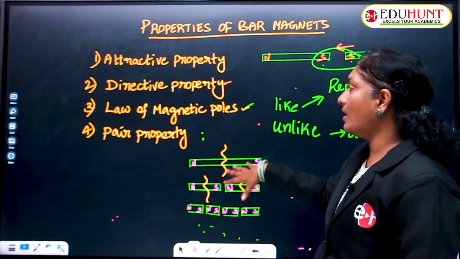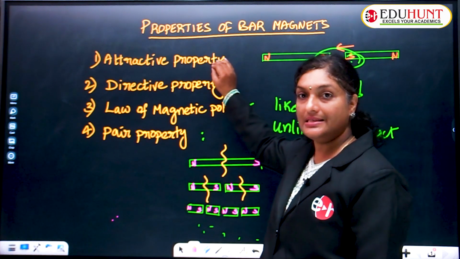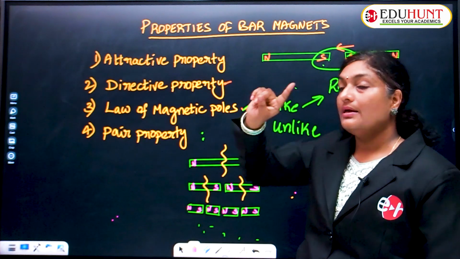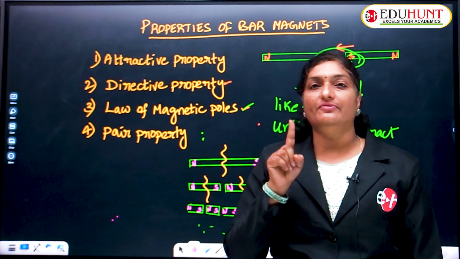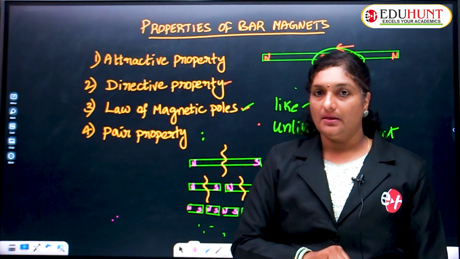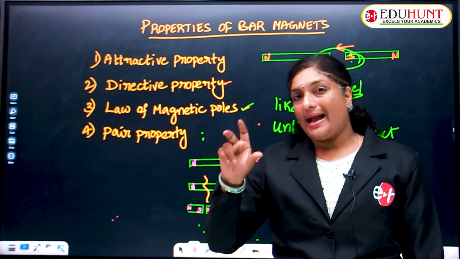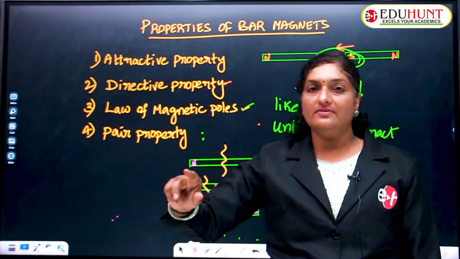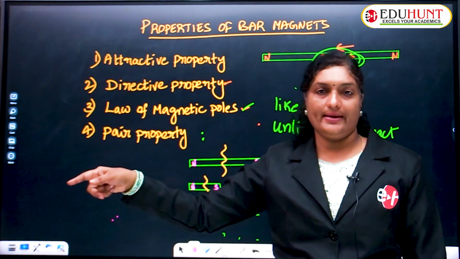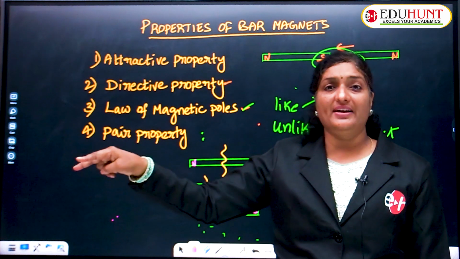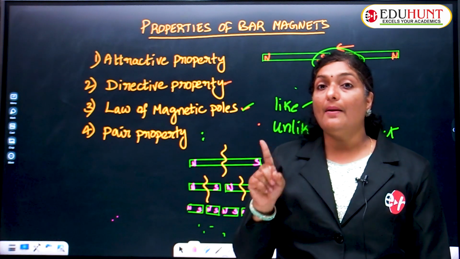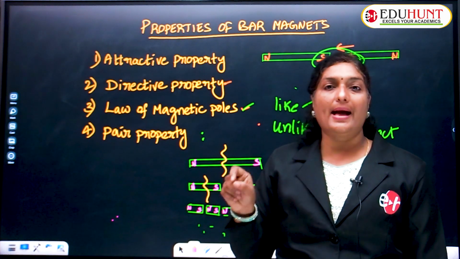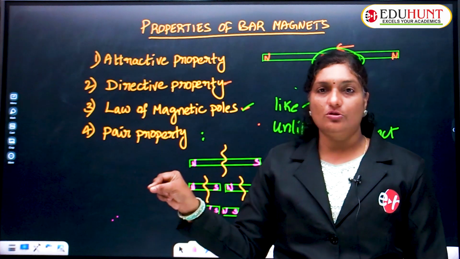I hope you understood all the properties. Once again, let us discuss in detail. Attractive property: what is the attractive property? Repulsion is the sure test for magnetism. Why? Because a magnetic substance can attract either iron or one more bar magnet, so two types of attraction are possible. But a bar magnet repels only a magnet, where a north pole and a south pole are there.